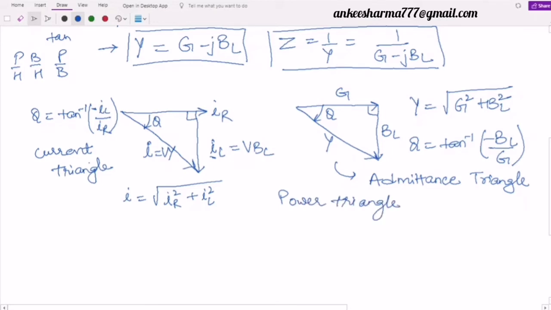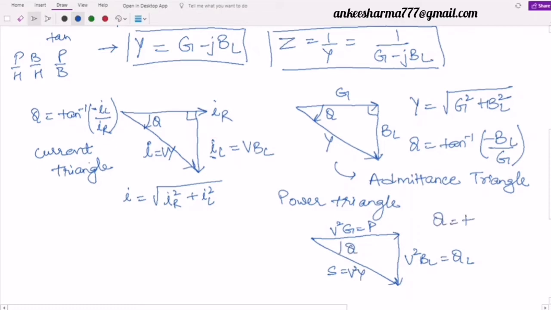You know, we have three types of powers. So I will draw directly over here. This is V square G, which is normally denoted as P. Then we have V square BL, that is denoted by QL. And the last one is simply V square Y, which is denoted by S, the apparent power. S is equal to V square Y. So over here also you can find theta is equal to tangent inverse of QL upon P, or in some books you will find it equal to PR because it corresponds to the resistance.